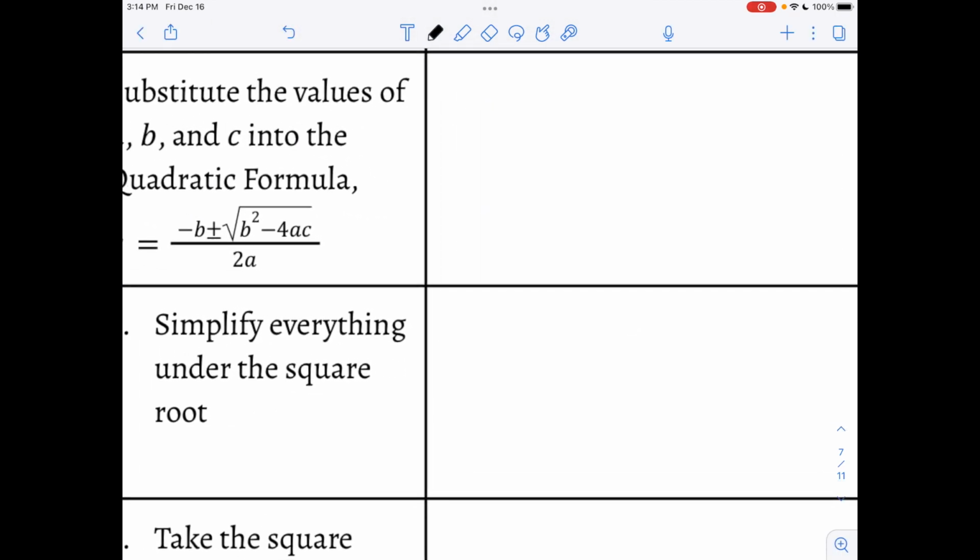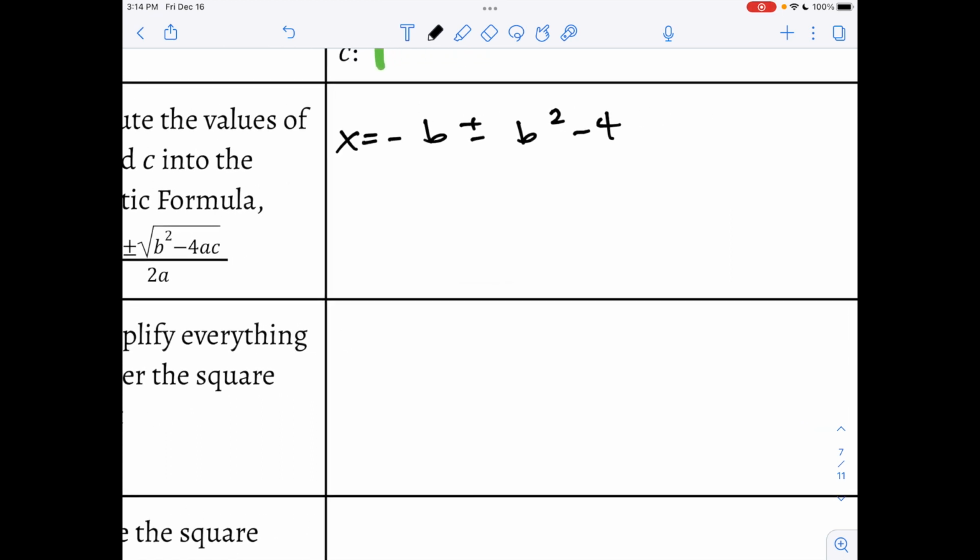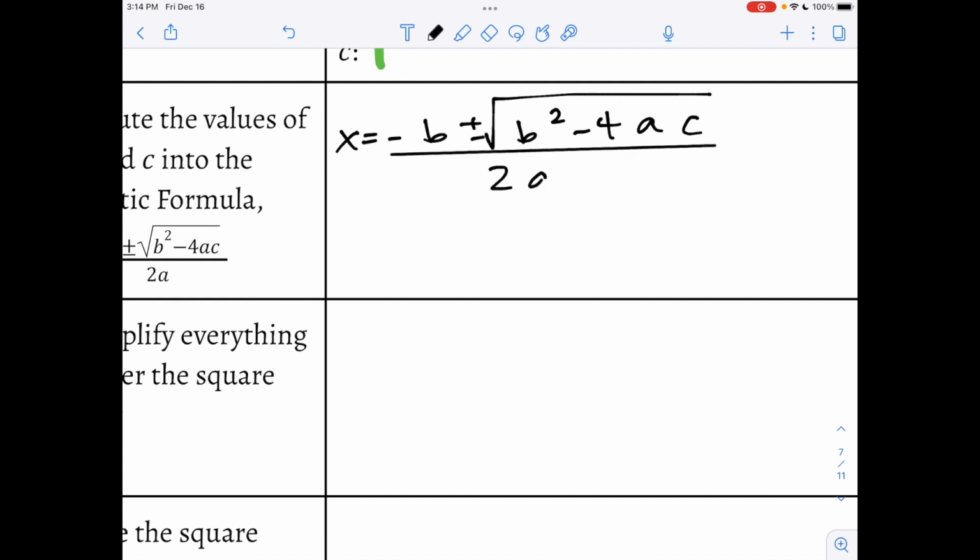I'm going to write it out and then we'll substitute in. So x equals negative b plus or minus the square root of b squared minus 4ac, all over 2a.